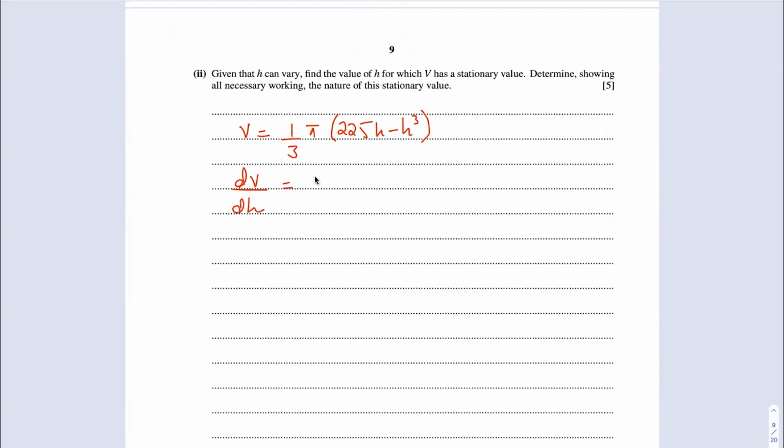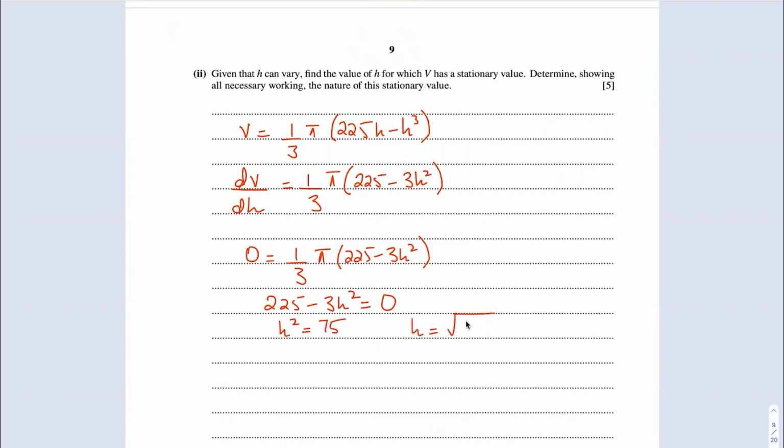Differentiating this, 1/3 π will remain as it is, a constant. This will become 225 − 3h². Now substituting 0 over here, we get 0 is equal to 1/3 π(225 − 3h²). So the 3 will multiply by 0 and the π will divide 0, which will give us 225 − 3h² equals 0. So h² is 225 divided by 3, which is 75, which means h is equal to the square root of 75.